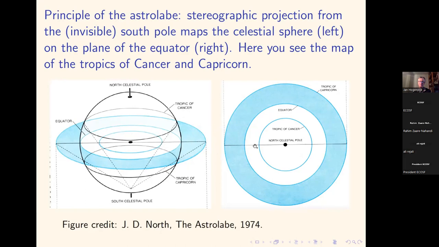You have, of course, the north celestial pole in the middle. Then this circle, which is the Tropic of Cancer, is a smaller circle. Here is the equator. It's this circle here. It's the circle in the plane in which you map the celestial sphere. And then there's a circle here, the Tropic of Capricorn, which is closer to the South Pole. And if you map that, it becomes bigger like this. So that is how the principle works.